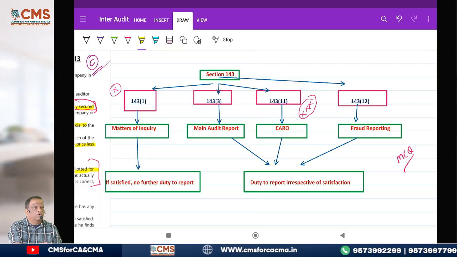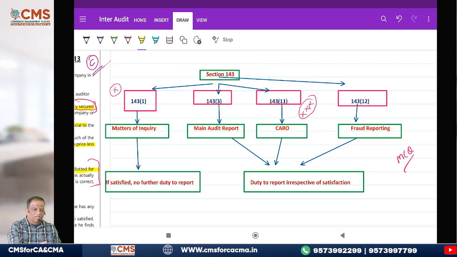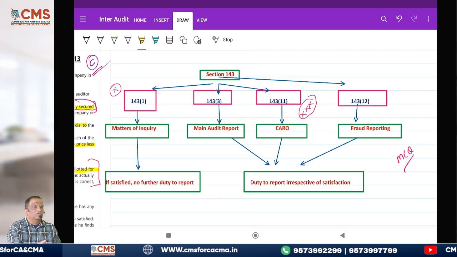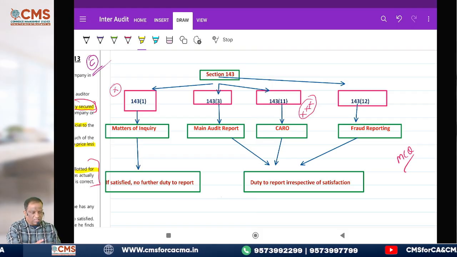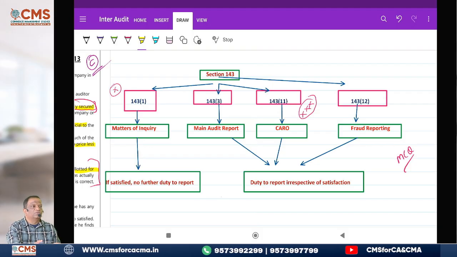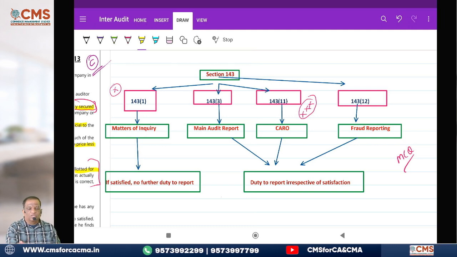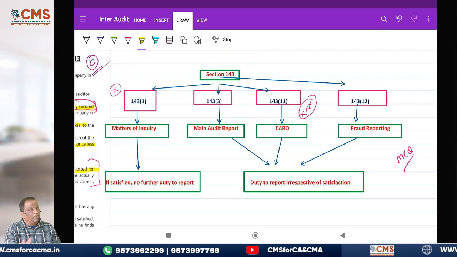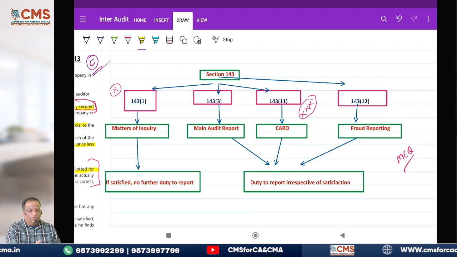And there are 6 points under this matters of inquiry, which the auditor had to inquire, and whether he will report or not report would depend on he is satisfied or not satisfied. If he is not satisfied, he is going to report, but if he is satisfied, there is no further duty for him to report that he is so satisfied. Whereas 143(3) and (11) and (12), whether he is satisfied or not satisfied, a comment is mandatory on all this. Then what is the difference between each of them?